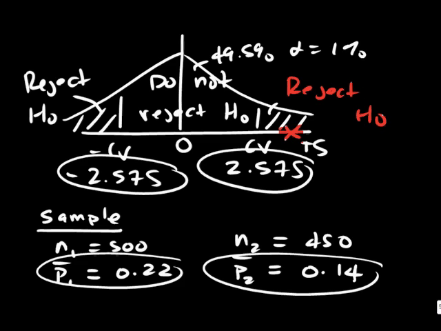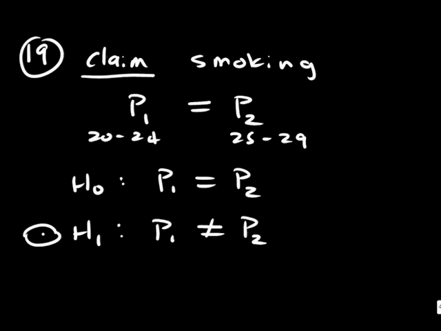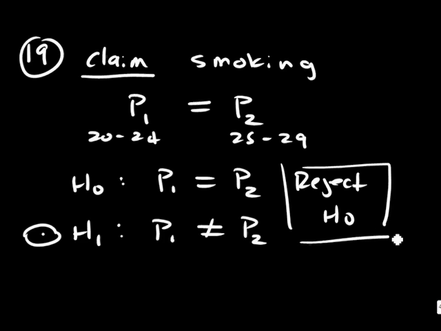Now, rejecting the null in some sense means accepting the alternate. All this is saying is, based on the sample information, the claim that the rates are the same is not supported.